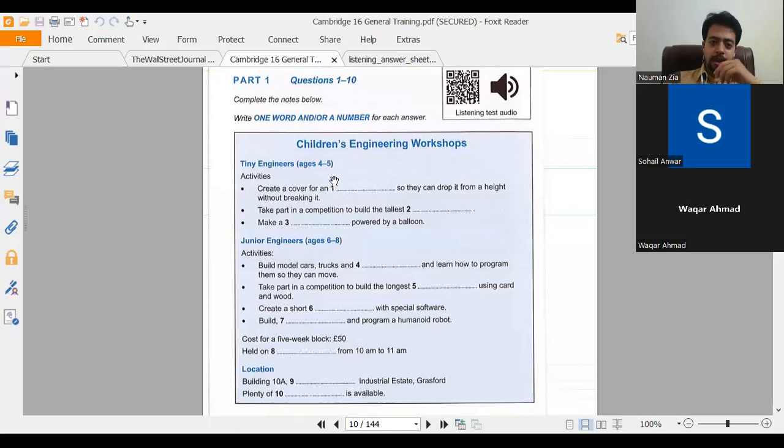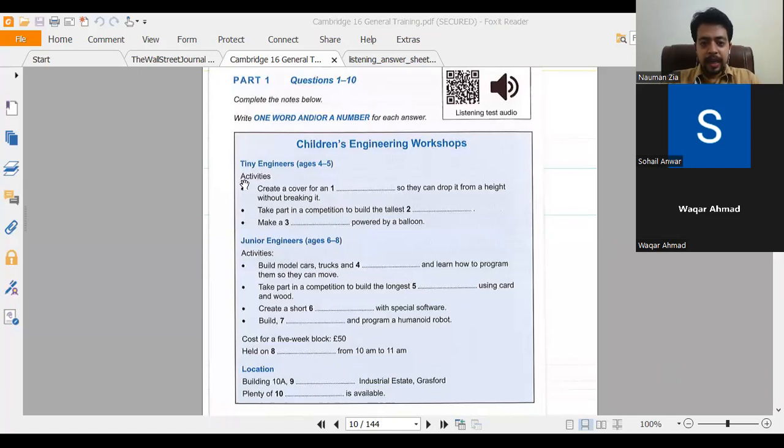Okay, these are the questions. Now, in the audio, the first thing the person is going to say is you have some time to look at questions 1 to 7, or maybe 1 to 5, right? You will read these questions, and while reading you will underline the keywords. Then the recording will be played and you will listen to the instructions and attempt the questions.